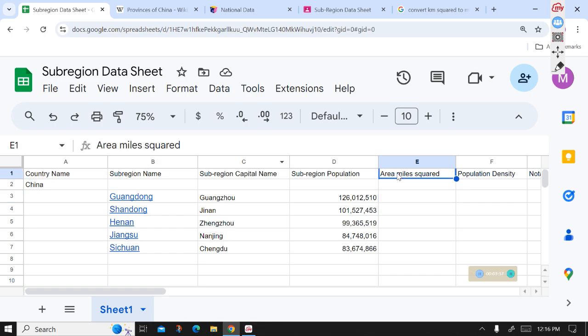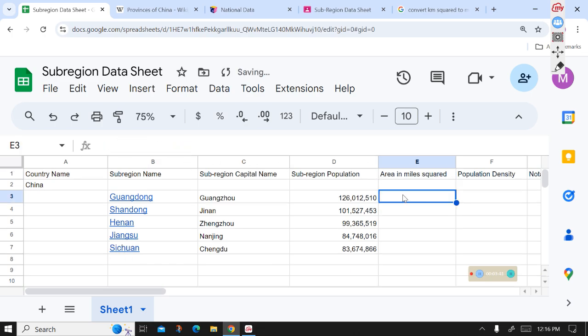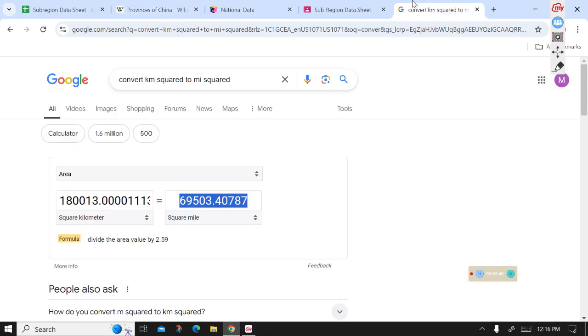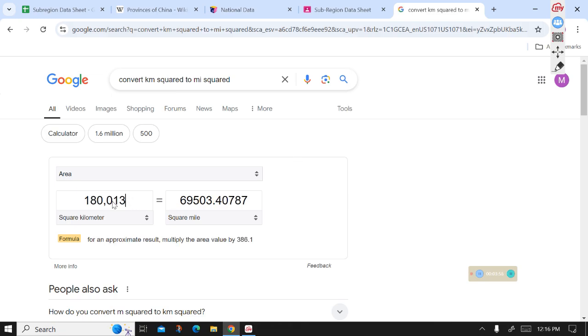So area in miles squared. I probably should put the word in, okay, in miles squared. Well, that means we have to convert our numbers from kilometers squared, because that's what this is, into miles squared. So what you should do is go to Google and type in convert kilometers squared to miles squared. If you Google that, it will send you to this calculator, and if you just type in the number, it'll convert it automatically into square miles.